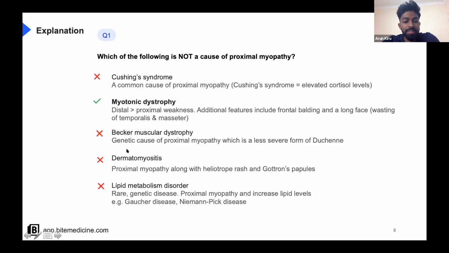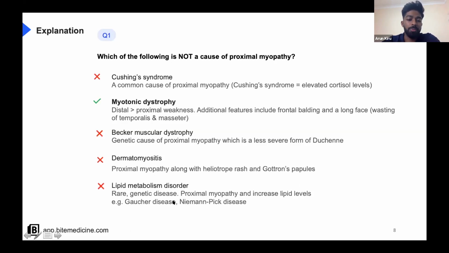Then dermatomyositis, another cause of proximal myopathy, will give you a good way to remember all of these causes. This is an inflammatory condition where you get the proximal myopathy along with a rash called a heliotrope rash, which commonly affects the eyes, where you get a purple rash under the eyes, and Gottron's papules, which are purple spots at the knuckle area.